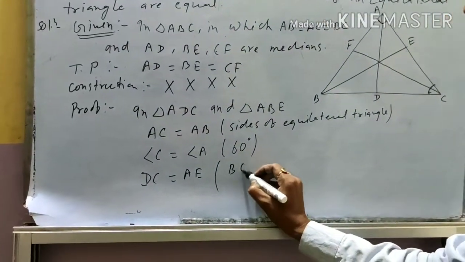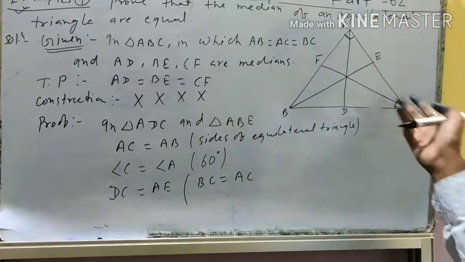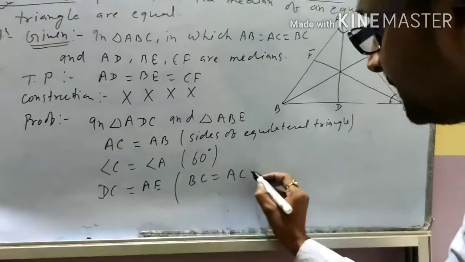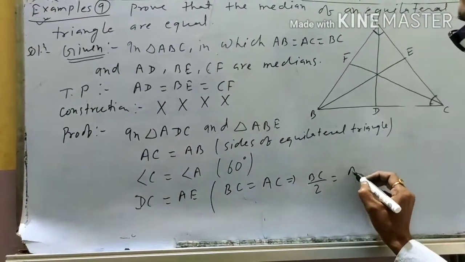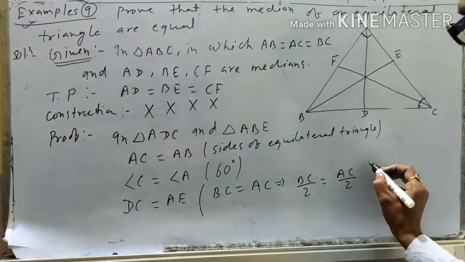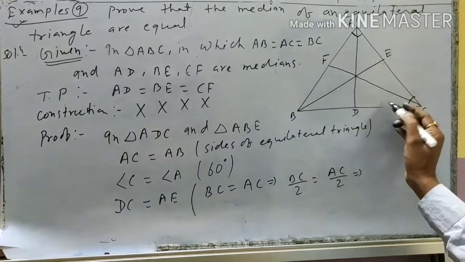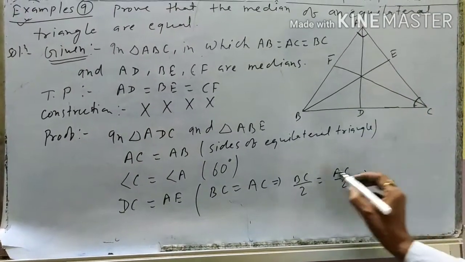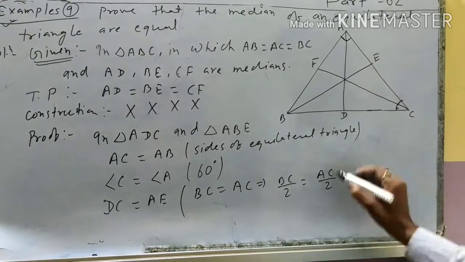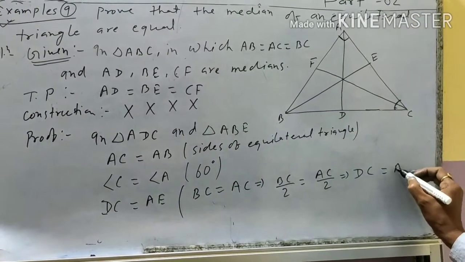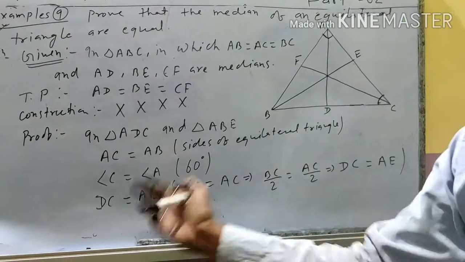We can write here BC is equal to AC, sides of the equilateral triangle. So BC divided by 2 is equal to AC divided by 2. We know that a median divides the side into two equal parts. So BC divided by 2 can be written as DC, and AC divided by 2 can be written as AE. So DC is equal to AE.